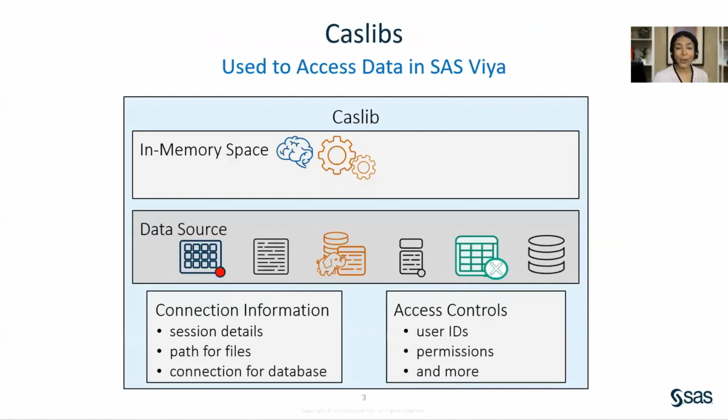In CAS, we also use libraries, but they are called CAS libraries. The CAS library, or Caslib, is the manner by which data is accessed in the SAS Viya environment. At its simplest, a Caslib is really a container that has 2 main areas: an in-memory space where the processing takes place, and a data source. In the data source, we might include SAS datasets, CSV files, databases, or SAS H.dat files.